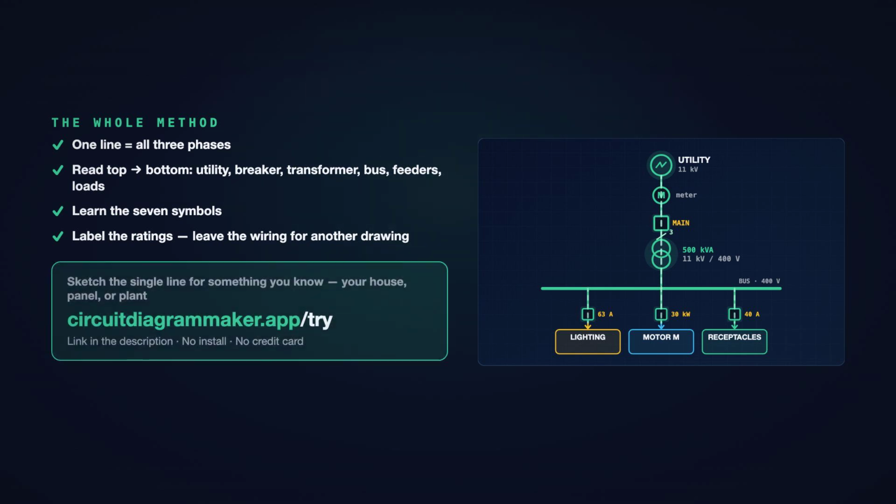Now draw your own. Open the free editor at CircuitDiagramMaker.app. Sketch the single line for something you know, your house, your panel, your plant. Start with the utility at the top and work down.